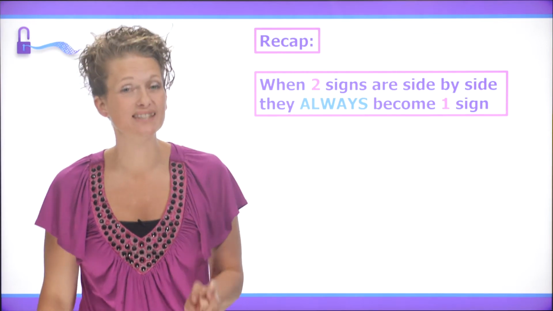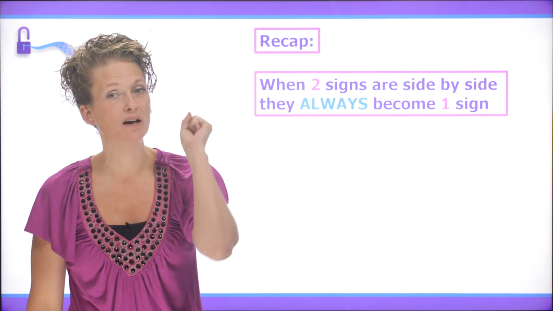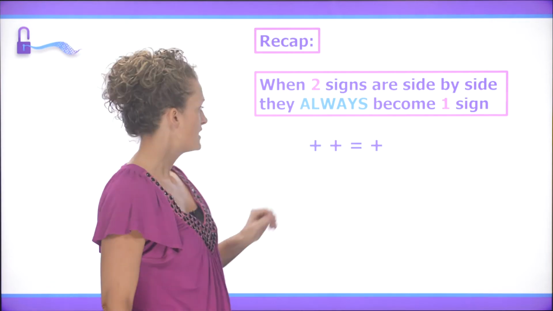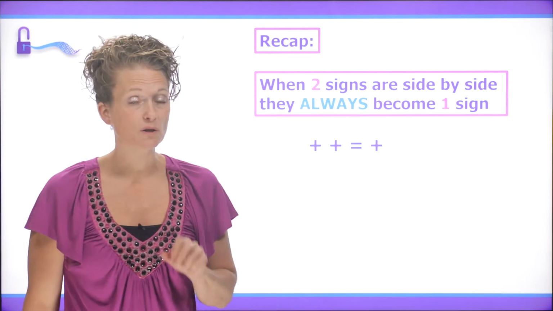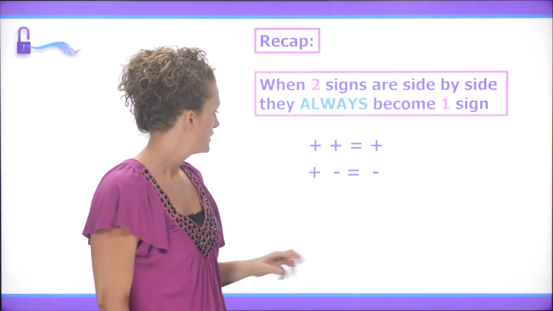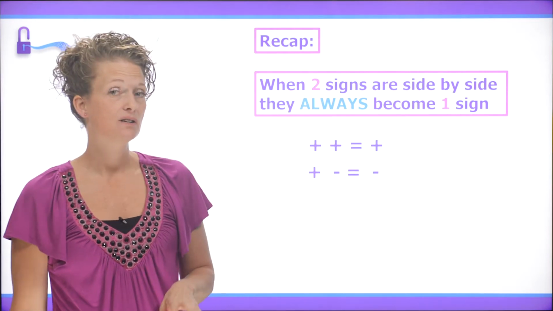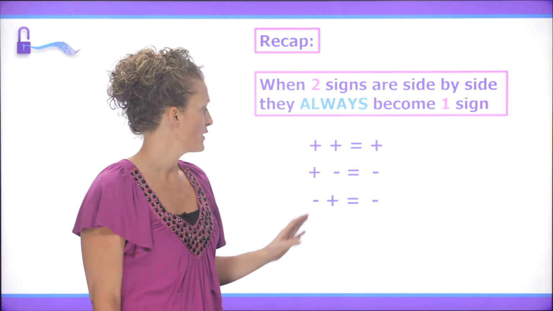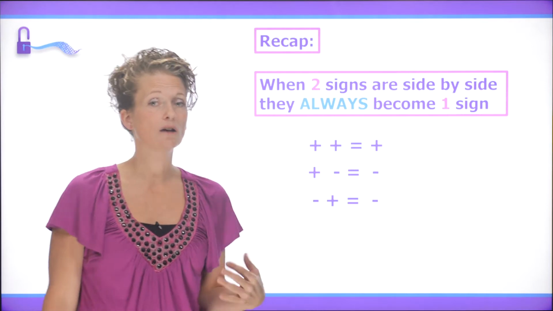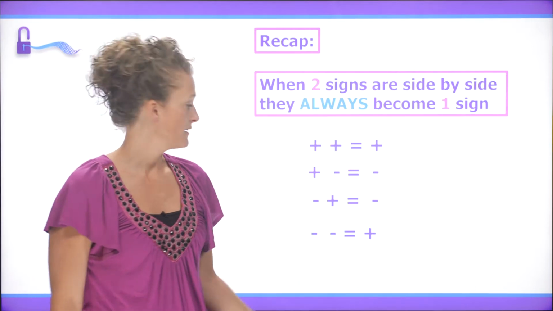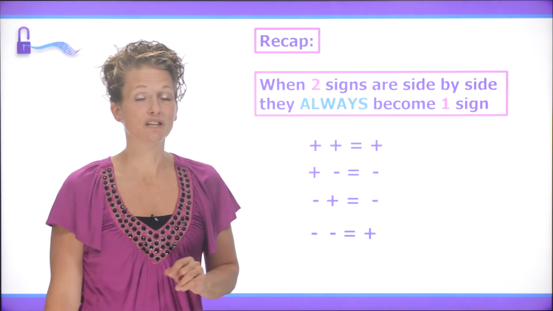All right, so just as a recap over what we've just been talking about, when two signs are side by side, they always become one single sign. So when you have a positive and a positive, it becomes a single positive. When you have a positive and a negative, it equals a negative. When you have a negative and a positive, it also becomes a negative. And finally, a negative and a negative equals a positive.